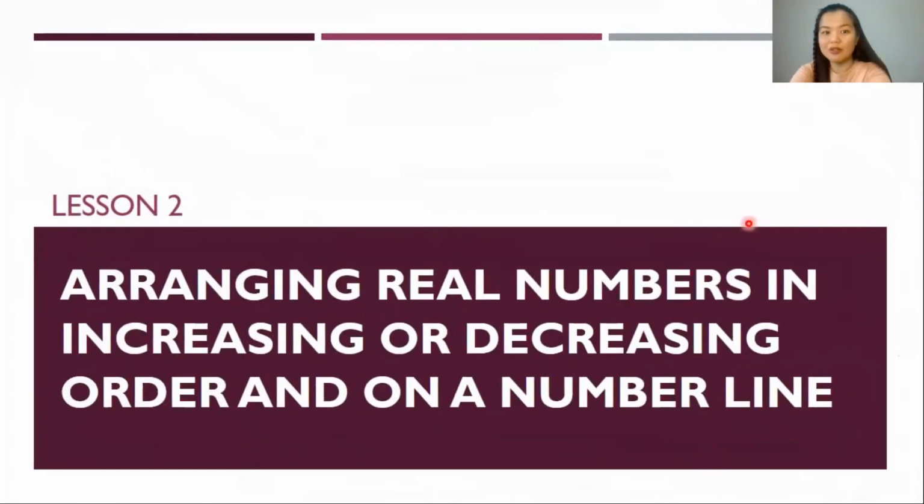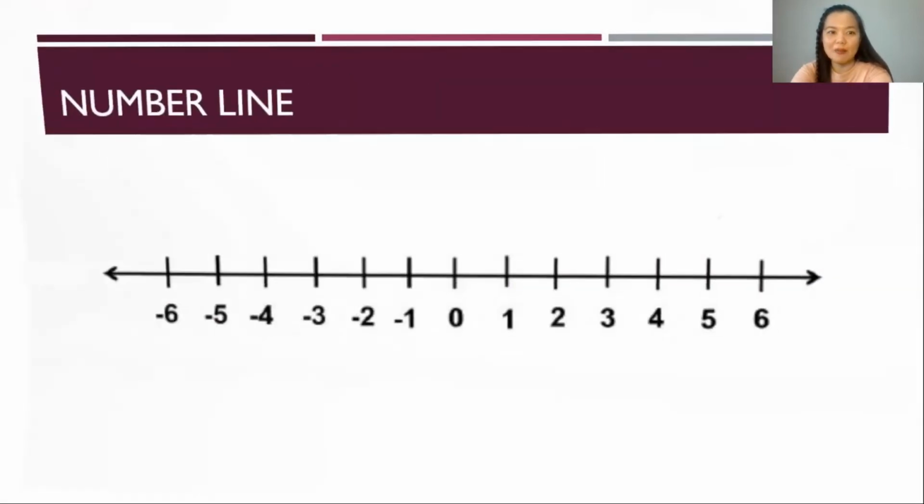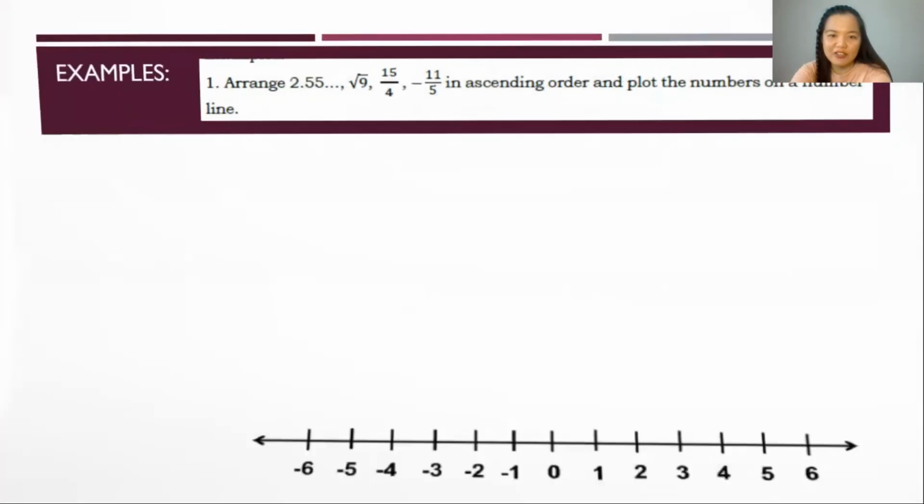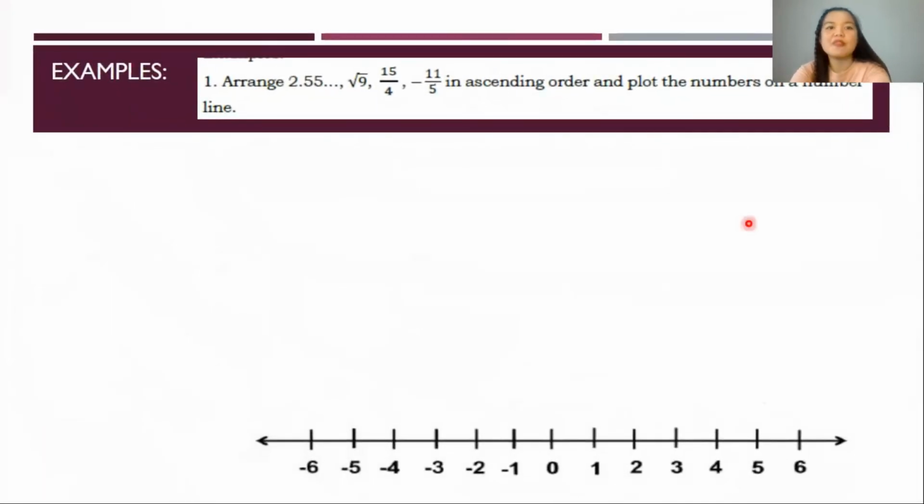Okay, so let's proceed to our second lesson, which is arranging real numbers in increasing or decreasing order and on a number line. Okay. So, let's have examples of that. O, yan yung number line. Arrange 2.55, square root of 9, 15/4, and negative 11/5 in ascending order and plot the numbers on the number line. Okay, yan yung number line natin.